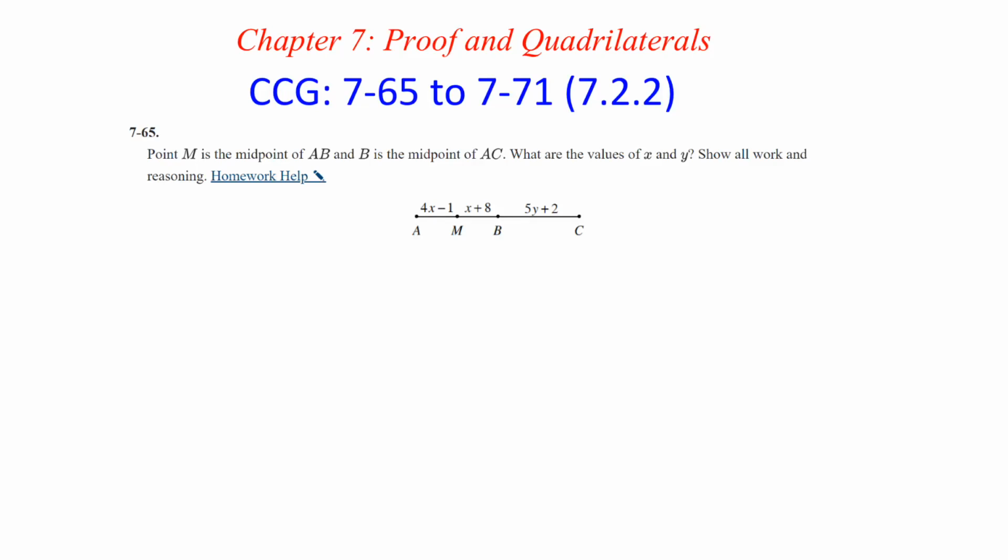Hello, welcome to Chapter 7, homework questions 65 through 71. Question 65. Point M is a midpoint of AB, and B is the midpoint of AC. What are the values of X and Y? Show all work and reasoning.